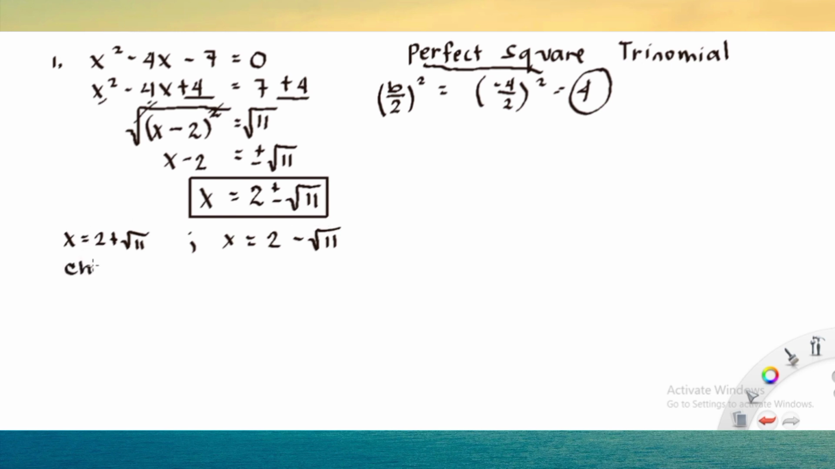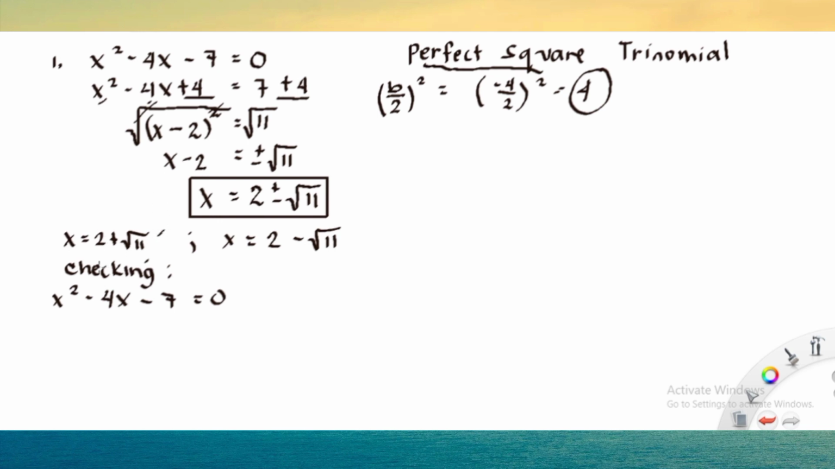Of course, we have to do the checking. We have to check if our answer is correct. So, let's copy the original equation. X squared minus 4x minus 7 equals 0. Try muna natin to.